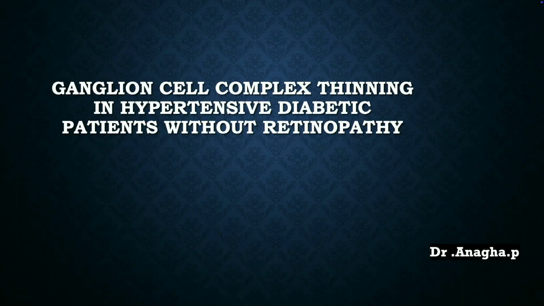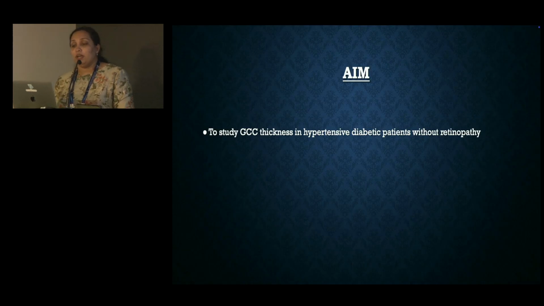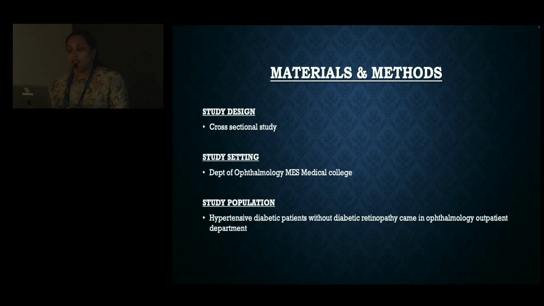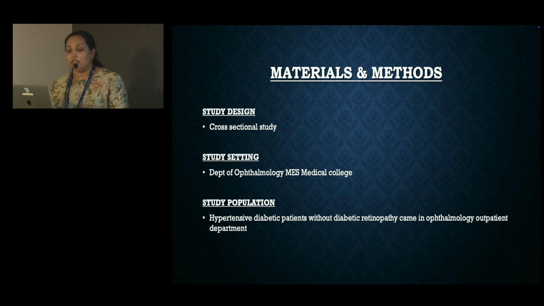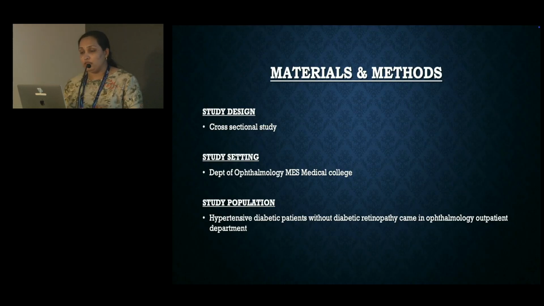Good afternoon. My topic is ganglion cell complex thinning in hypertensive diabetic patients without retinopathy. The aim of the study is to study ganglion cell complex thickness in hypertensive diabetic patients without retinopathy. The materials and methods: the study design was a cross-sectional study, and the study setting was the Department of Ophthalmology, MES Medical College. The study population was hypertensive diabetic patients without diabetic retinopathy who came to the ophthalmology outpatient department.